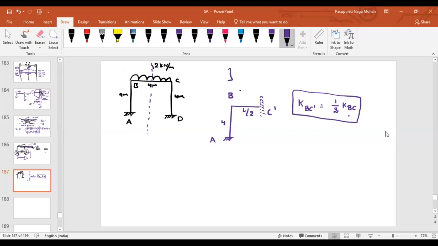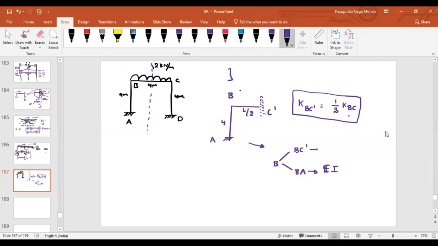Now, imagine we are solving it by using the moment distribution method. How many joints do we have to consider? Joint B. There are two members. How many? BC dash and then BA. What is the stiffness for BA? In BA there is no reduction in the member. The far end is fixed, so we can consider 4EI by L. What is the length? 4. The 4 gets cancelled, so directly writing it as EI.